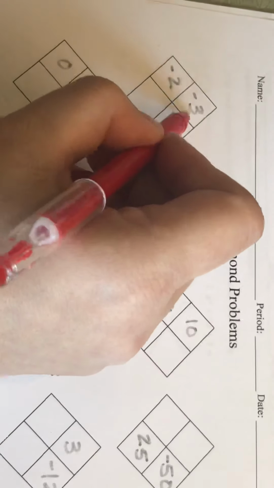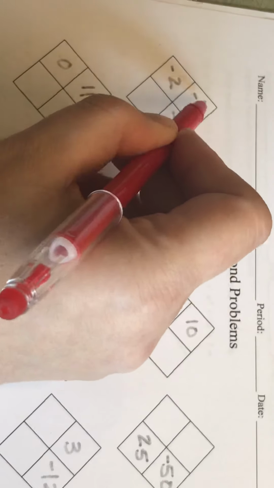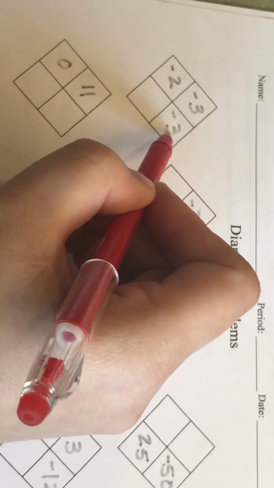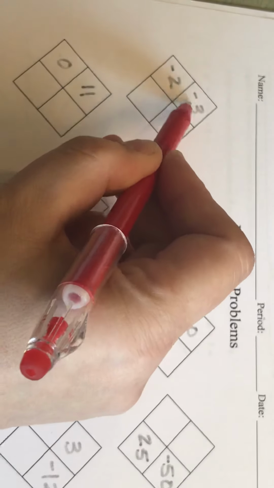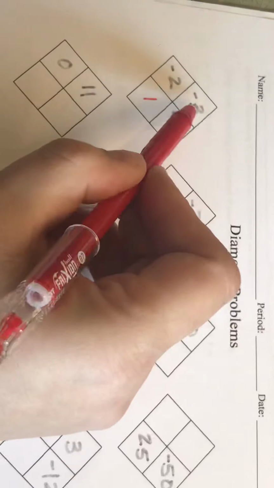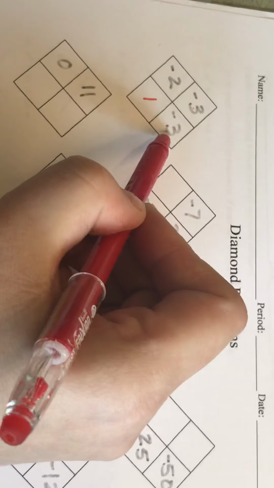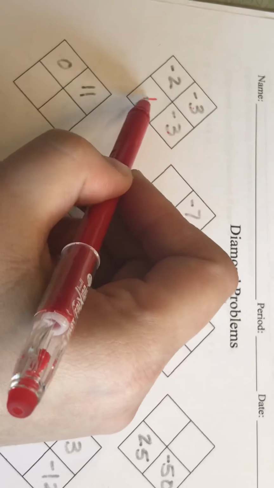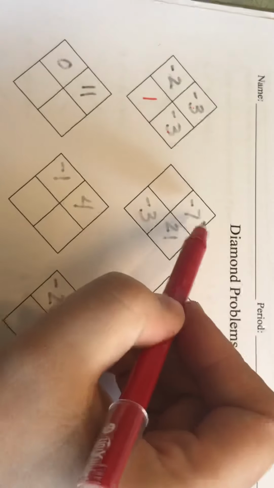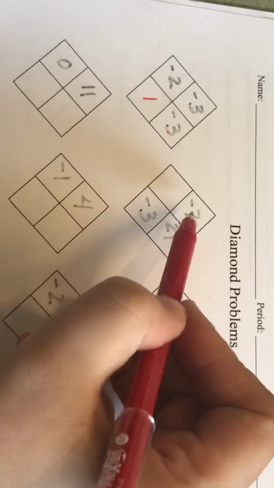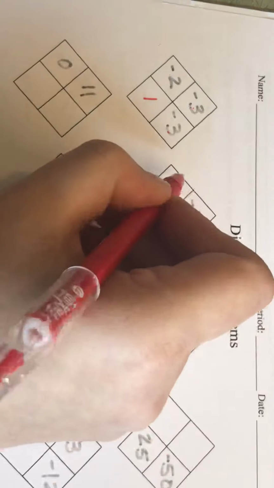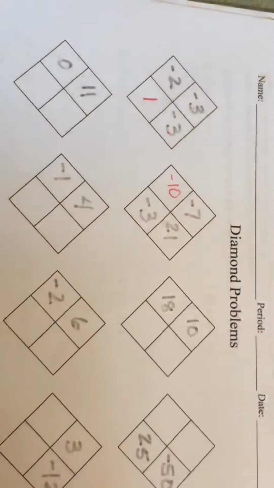So here, one of my factors is negative 3. I need to find the other factor that when I multiply, I get negative 3, and when I add, I get negative 2. Well, this is going to be 1, because negative 3 times 1 is negative 3, and negative 3 plus 1 is negative 2. Here, I have negative 7, negative 3. I'm given 21. When I add these, I get negative 10.